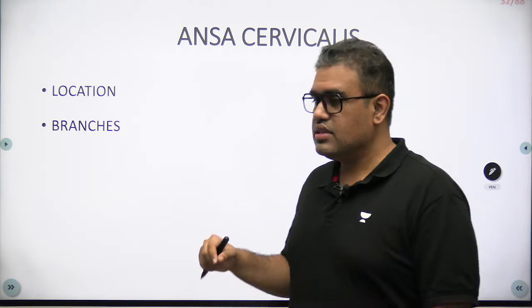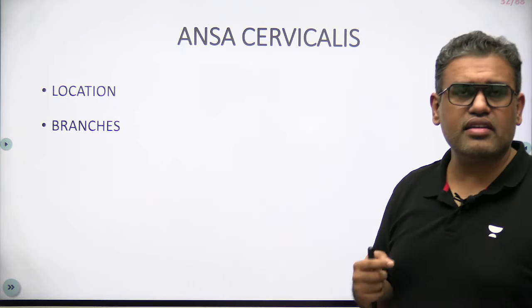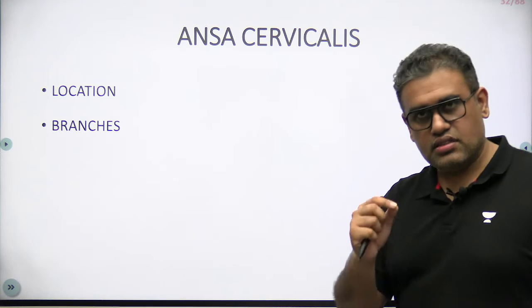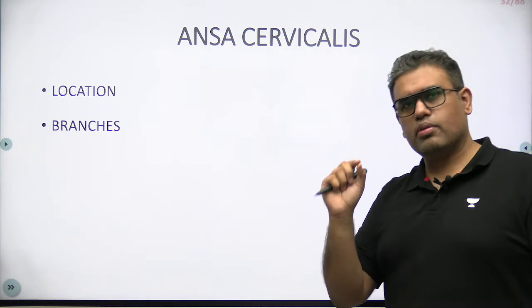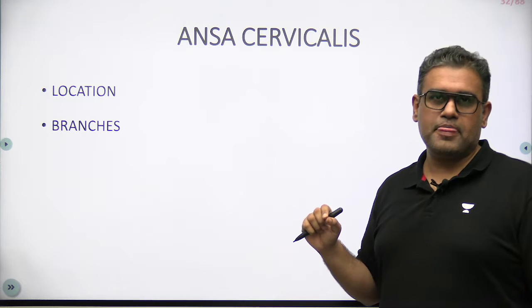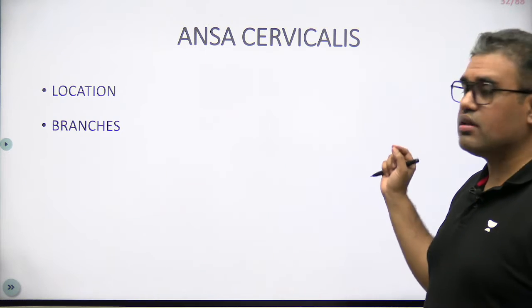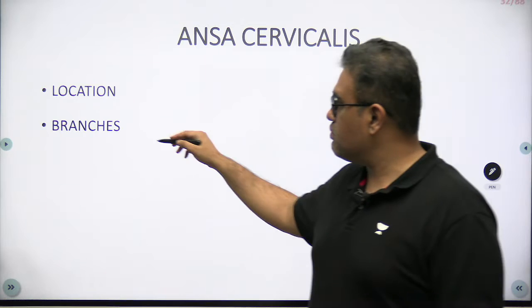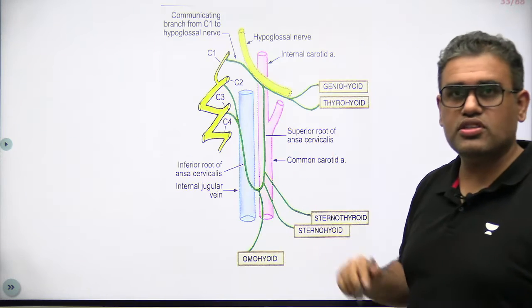That is what. Then a very, very small topic regarding the neck, triangles and cranial nerves is the ansa cervicalis. Very small topic, but important. It will hardly take you 10 minutes. Very, very important. The location of it should be clear. The branches of it should be clear. I'm just showing you an image over here.